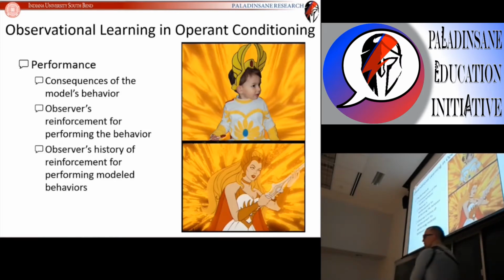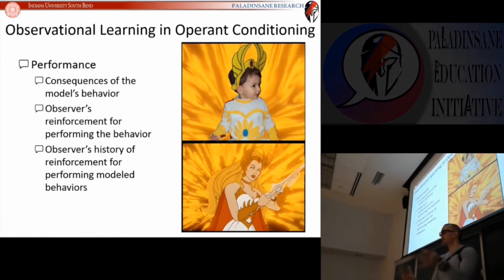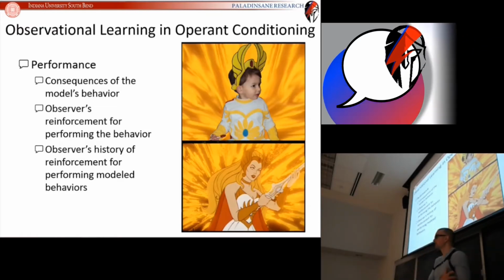And then the last one is the observer's actual history for performing modeled behaviors. So this one is really interesting because the more you were reinforced for performing modeled behaviors, the more you are reinforced for copying other individuals, the more likely you're going to copy individuals in the future, right?